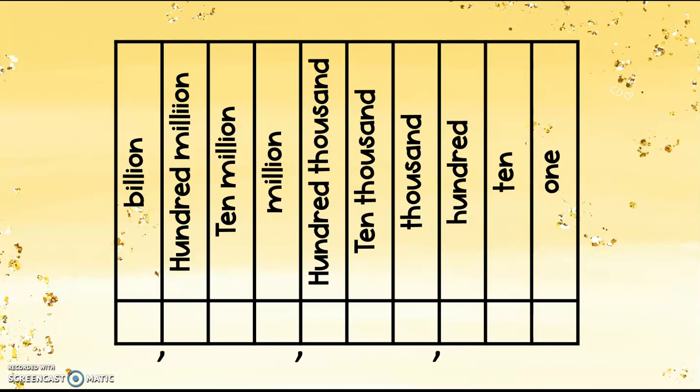Our place value chart is getting bigger. We have the ones place, the tens place, the hundreds place, the thousands place, our 10,000s place, 100,000s place, millions, 10 million, 100 million, and finally, billion. For this word, you will need 9 letters.